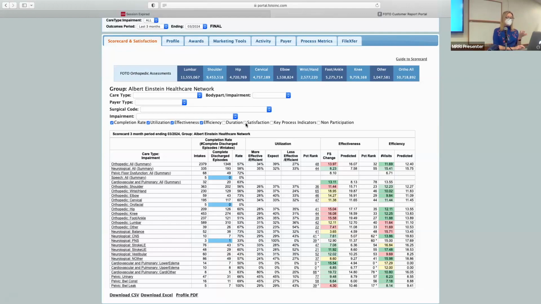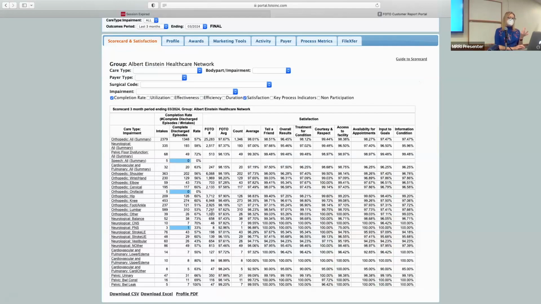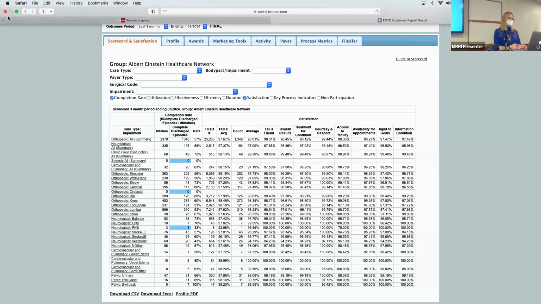The other thing that we gather is satisfaction. So we can find out how we're doing with how happy patients are with our service, with the ease of getting appointments, with their input into setting goals, which is also important to us. So, okay, I'm done with all that part.